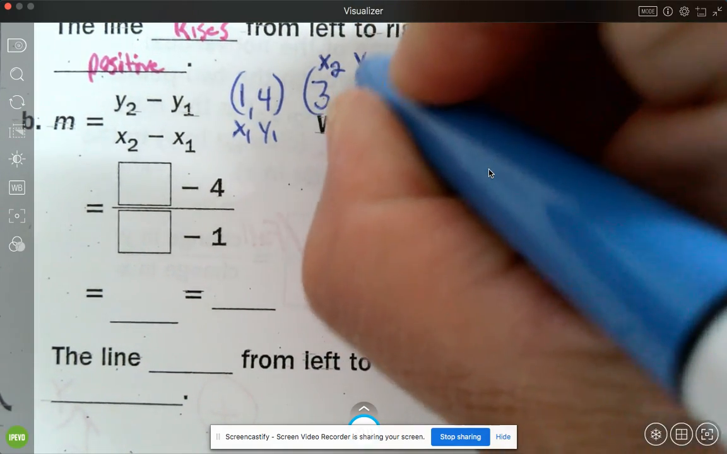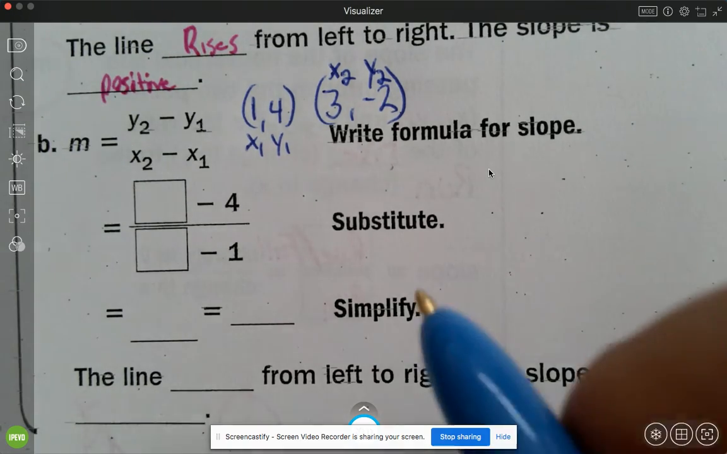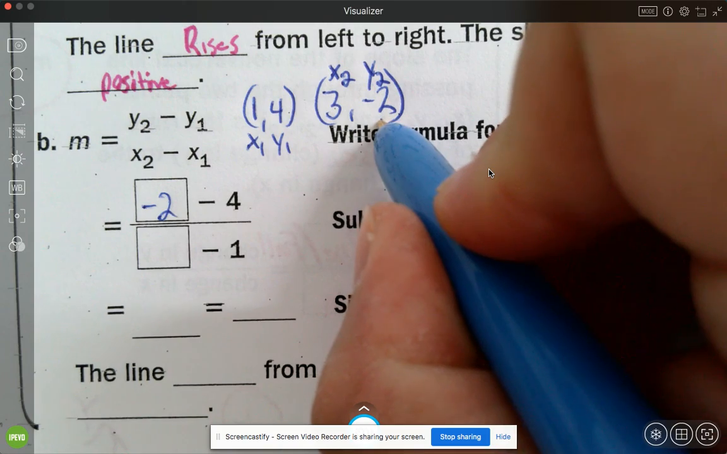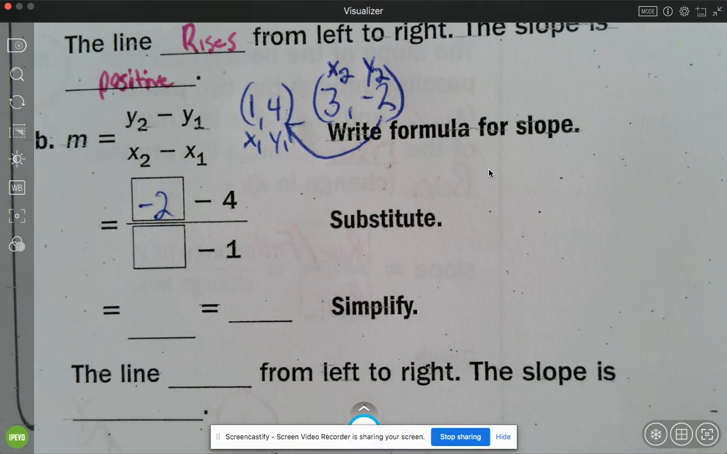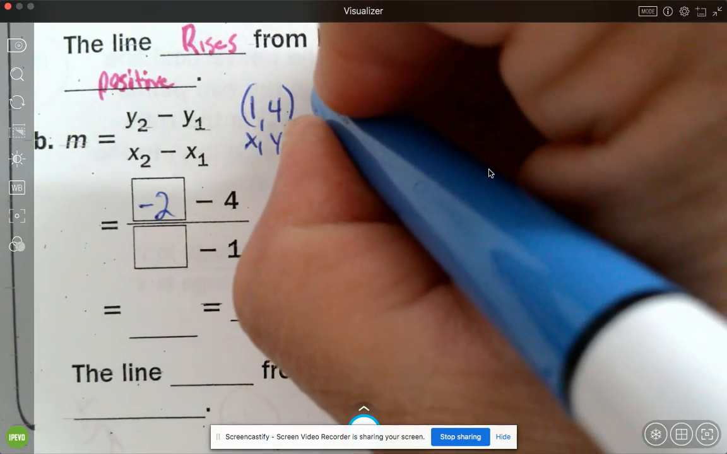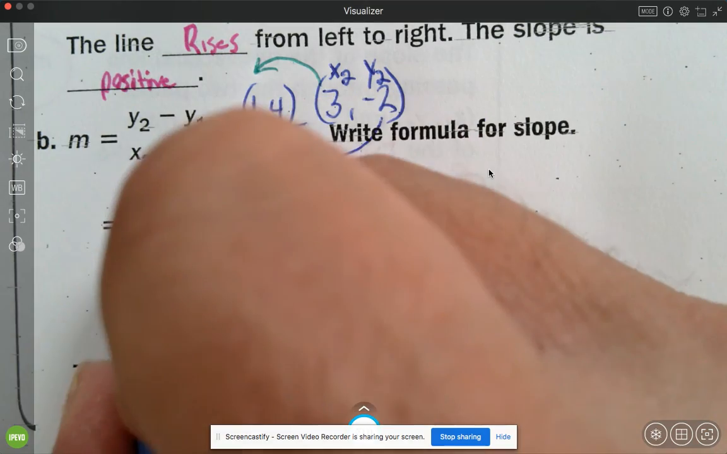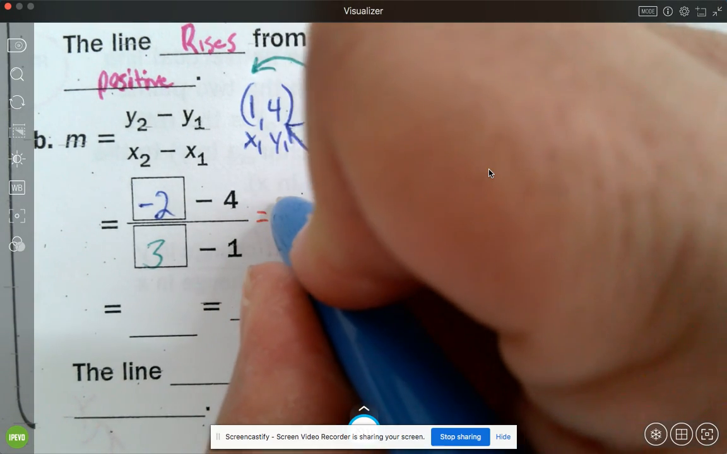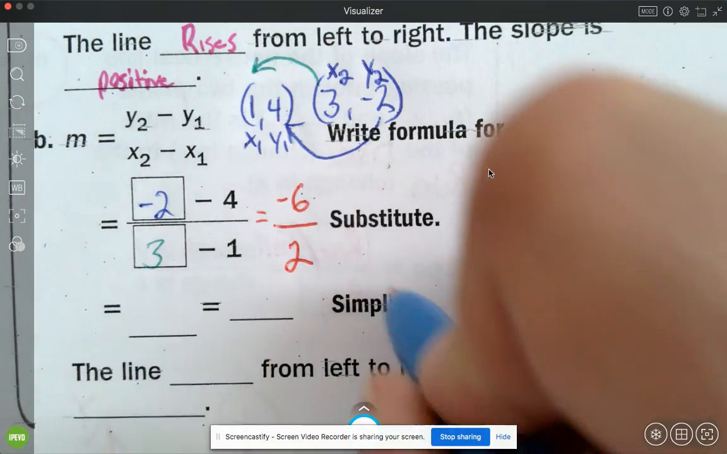X2, y2. Now I'm just going to subtract my y, so it's going to be -2 minus 4. Again, those arrows really do help me, so I always go like that. And then I'll do it in a different color here. My x's are going to be b. So now I'll do x2, which is 3, minus 1. And of course, that's pretty easy to simplify. That's going to be -6 over 2.